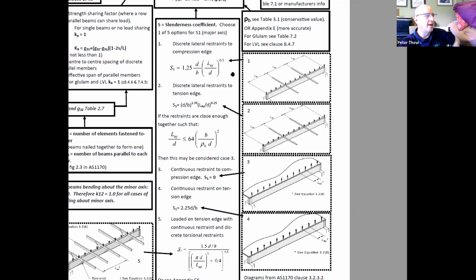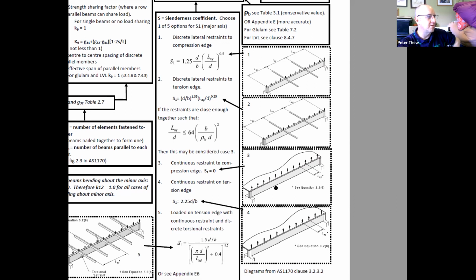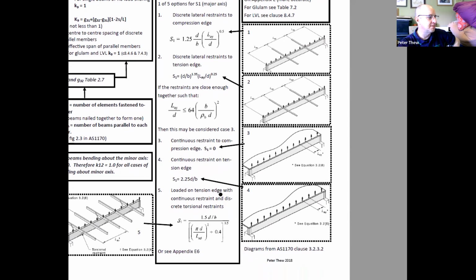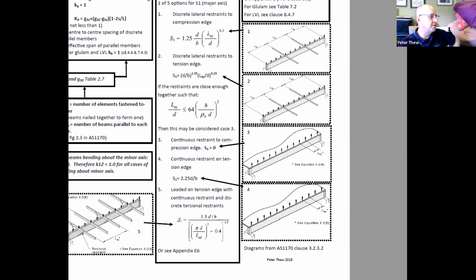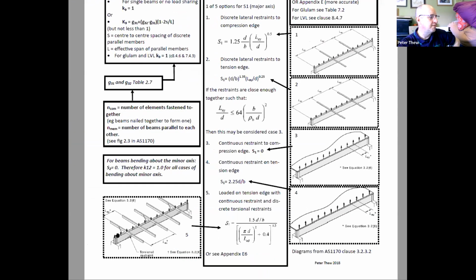Okay? Now, the only thing I'm worried about is the fact that you said it's a roof beam. And if it's a roof, sometimes you get uplift from the wind. If you've got uplift from the wind, what you've actually got then is situation 5 here, where you've got uplift on the tension edge, continuously restrained on the tension edge, and you've got these discrete restraints here at, what did you say, 3 meters? Yep. So if that's the case and your load is uplift, then you're looking at this one.